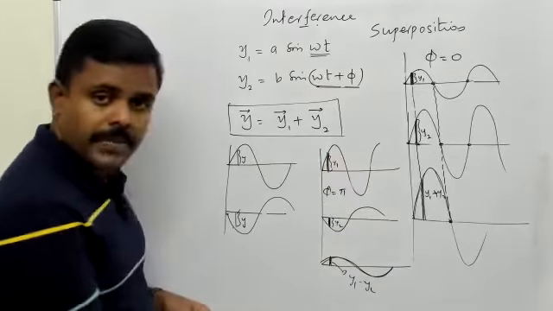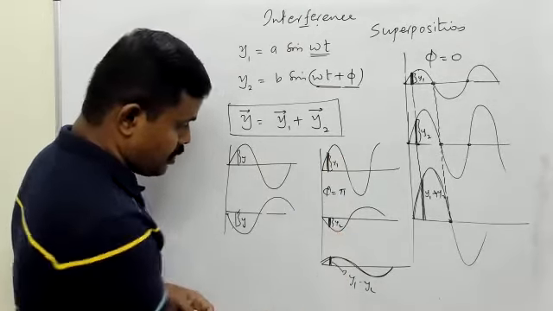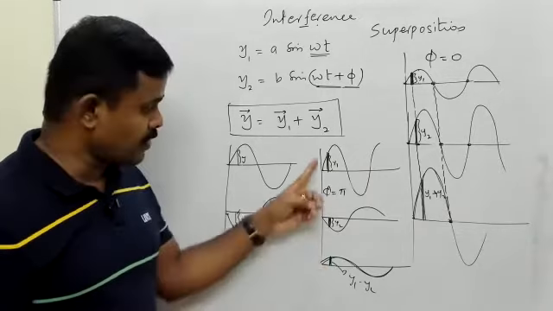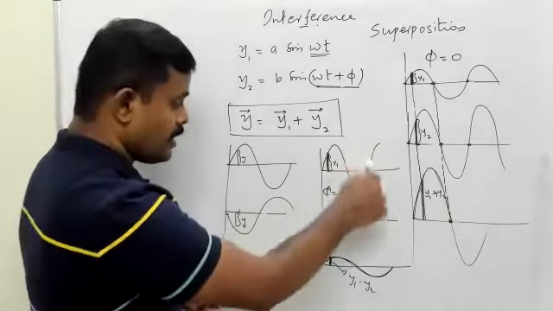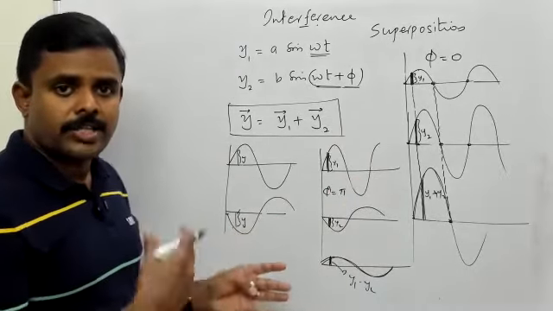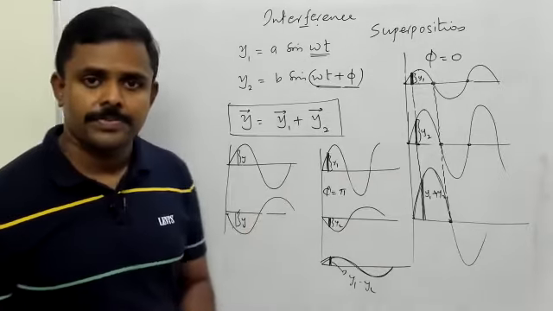Height is y1 here. At the same height, this position, y2 here. So the resultant has to be y1 minus y2. The difference of them, why difference? Because one is in the upward direction, the other one is in the downward direction. So they are out of phase. You need to take the difference between them, y1 minus y2.